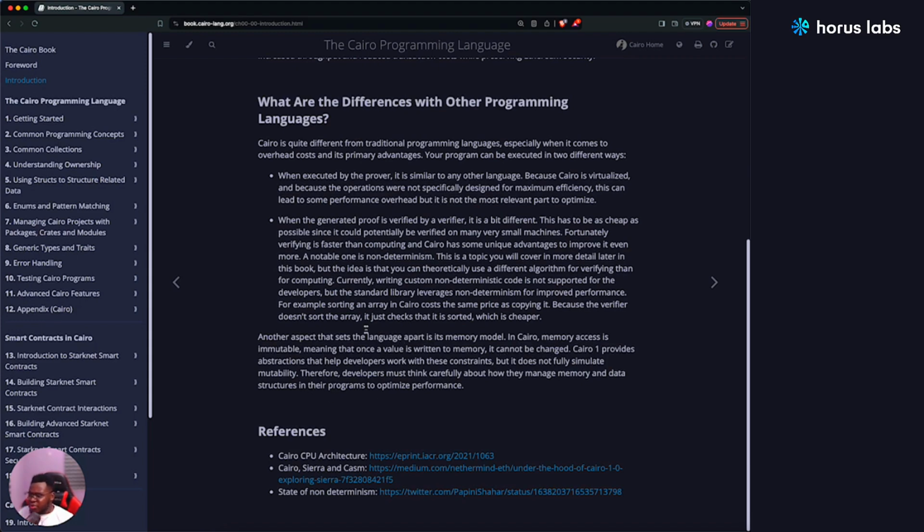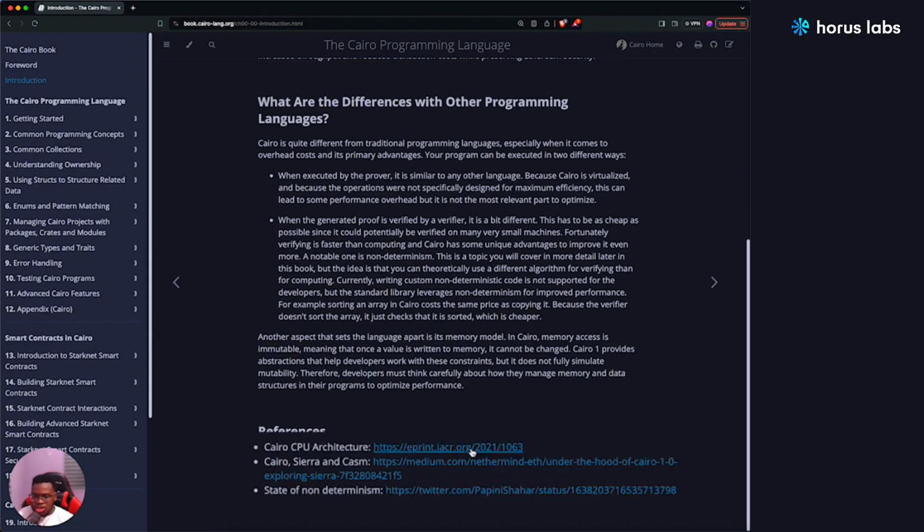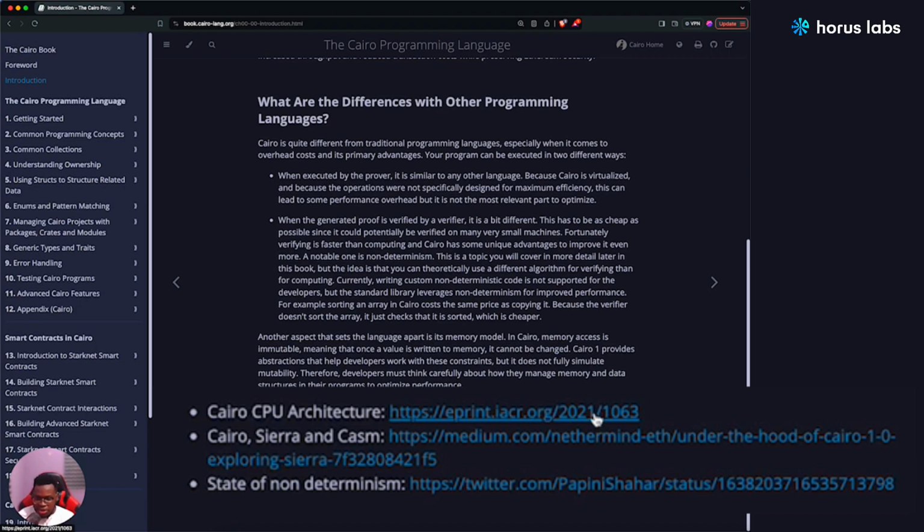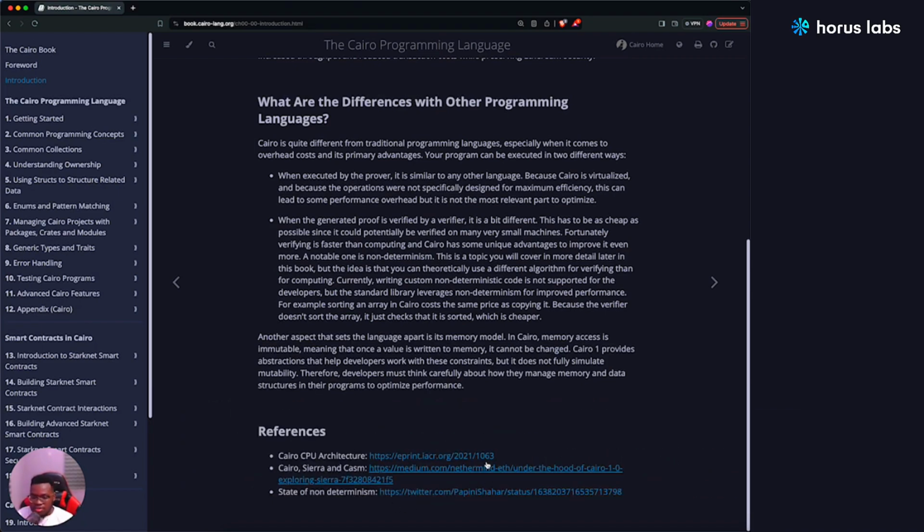For references, if you're looking to read more about how the Cairo CPU architecture works, there's this amazing Cairo white paper you can check out. There's also this amazing article from the Nethermind team, which goes under the hood of Cairo 1.0, exploring Sierra and other stuff. And for the state of non-determinism, you could check out this tweet from Shahar.